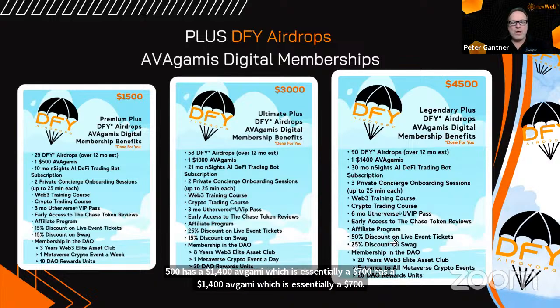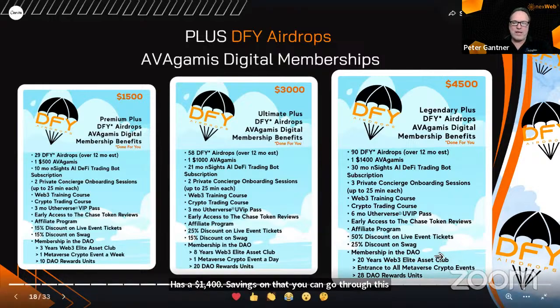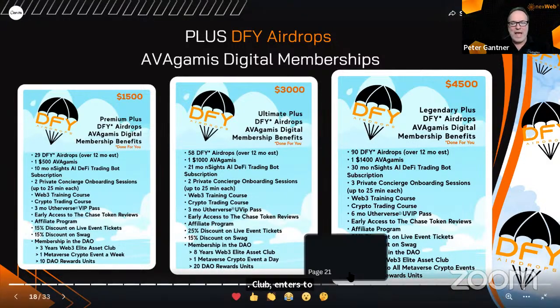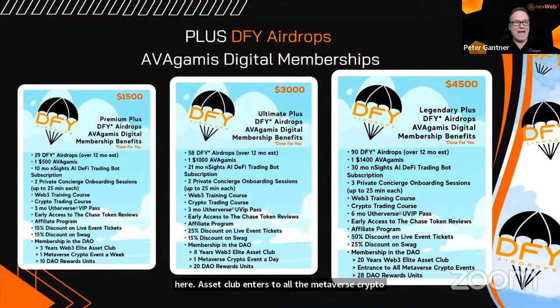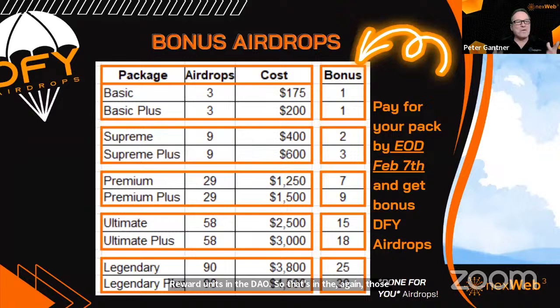And you can go through this right here. Membership has 20 years in the Web3 Elite Asset Club. Entrance to all the Metaverse crypto events that we're doing. And it has 28 ownership units, reward units in the DAO. And again, those are permanent, right? Those ownership units.